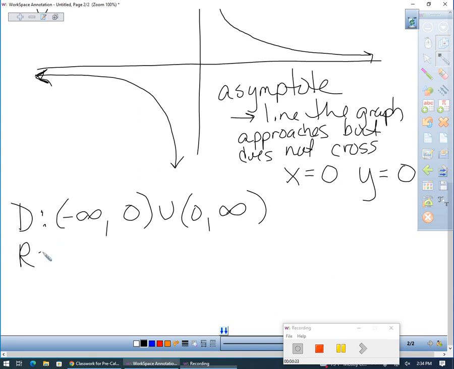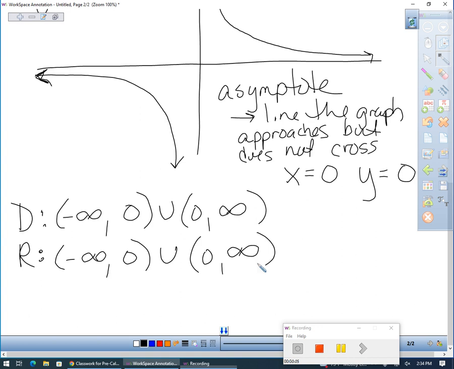Let's talk about the range. Remember, the range is your y values going from the bottom to the top. Same deal, right? It starts at negative infinity, goes all the way up, approaching the x-axis, which is y equals 0. It jumps over it, starts back on the other side of the y-axis at 0, and goes to positive infinity. So again, it can never touch where that asymptote is. It cannot exist at that one spot. Okay, so we're good so far? All right.